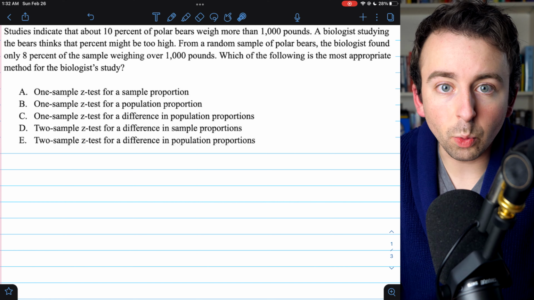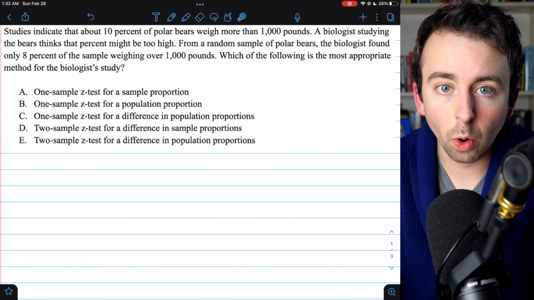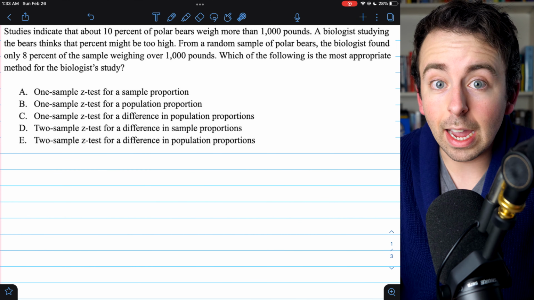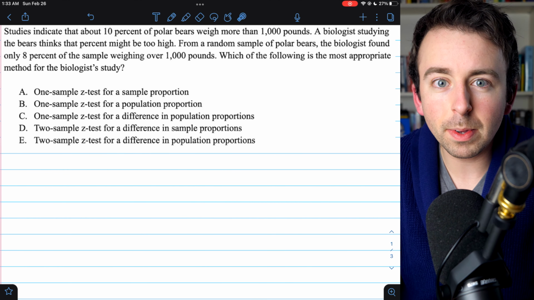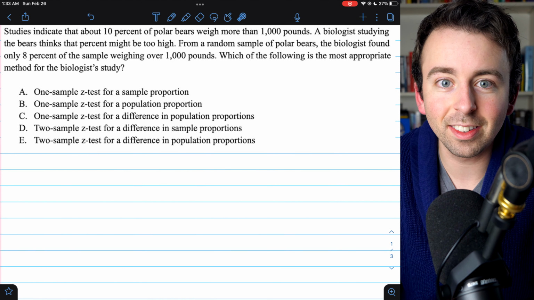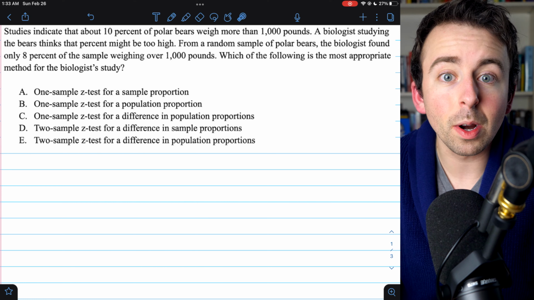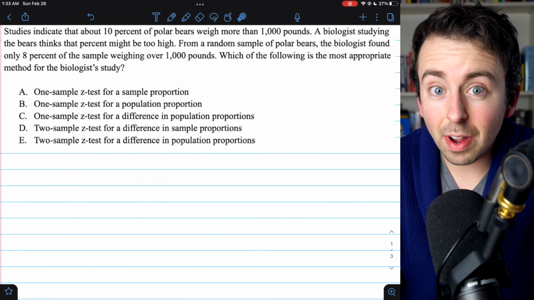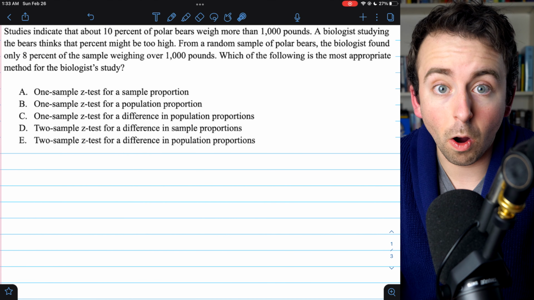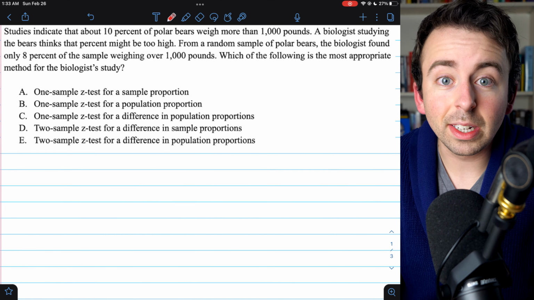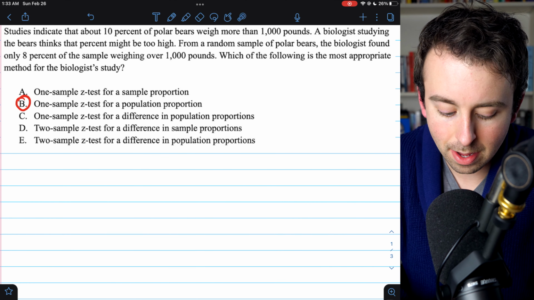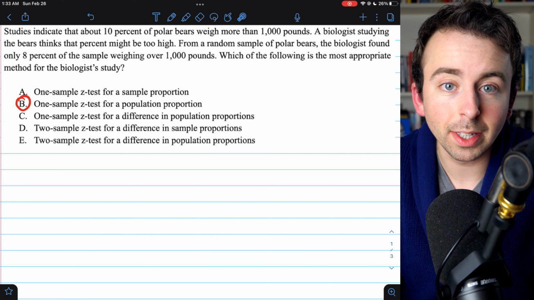And for proportions, we use z-tests. We use normal distributions. That's why it's a z-test, because we use a z-score. And of course, it is a population proportion because we don't do tests for sample proportions. We know what the sample proportion is. This is a one-sample z-test for a population proportion. Again, the fact that it's a proportion is indicated to us clearly by the percents. Percents are proportions. So without even having to look at the answers, we can instantly pick out the correct response as B, a one-sample z-test for a population proportion.